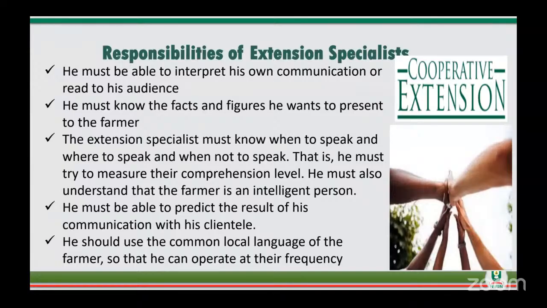He should use the common local language of the farmer. So you just don't go in the midst of the farmers and start speaking big grammar. You must have the local language at your beck and call. If you can't speak it, go with an interpreter, someone that can speak it, so that he can operate at their frequency.